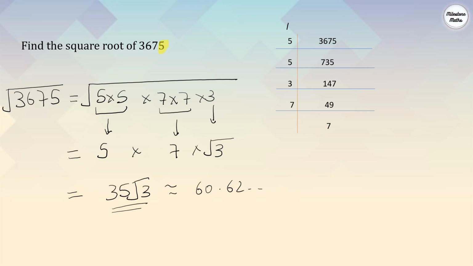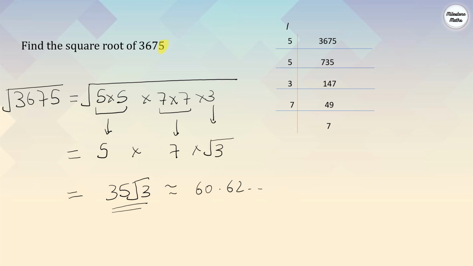So how to find the square root of these kinds of numbers, you will learn in the next video by the division method. We cannot find this by the prime factorization method. So we will be finding the square root of these kinds of numbers in the next video, that is by the division method. So this number is not a perfect square number.